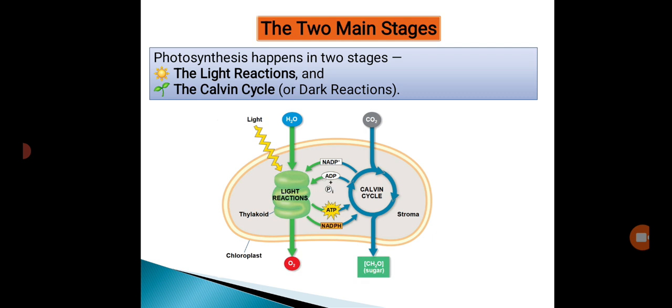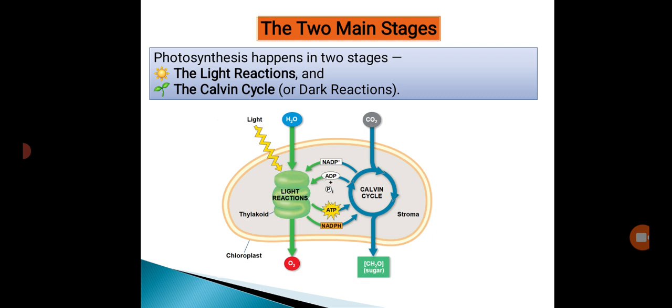So we know that mainly two stages occur during photosynthesis, that is the light reaction and the Calvin cycle or the dark reaction. As we know, the light reaction, the term itself indicates what? The light dependent reaction. The location where it mainly occurs is the thylakoid membrane of the chloroplast. So what are the main requirements for this light reaction? Sunlight and the water molecule.